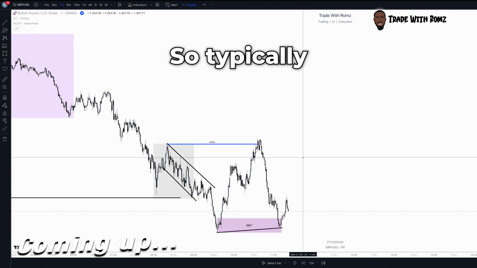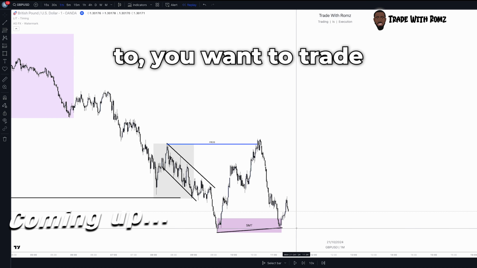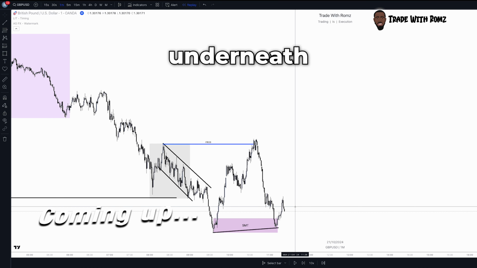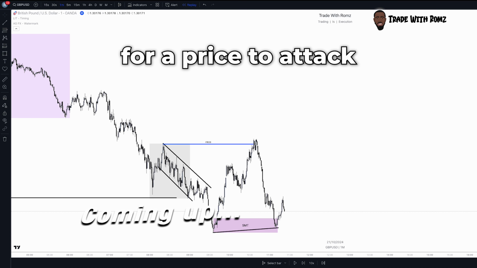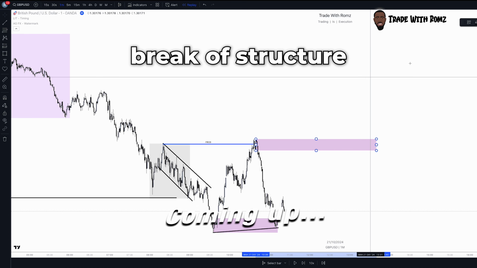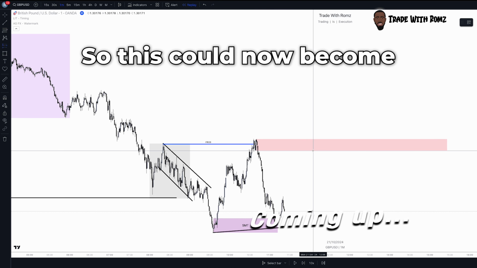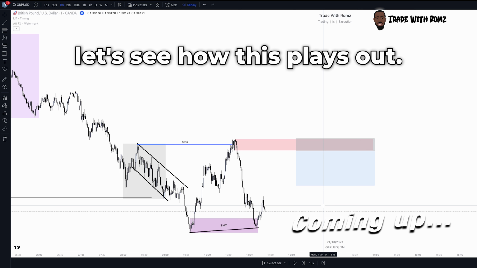So typically what happens is if you've got a fake break of structure in line with the way you want to trade, then you've got the build up underneath, for price to attack. The high or the low of the fake break of structure can then become the point of interest. So this could now become my entry. Let's see how this plays out.